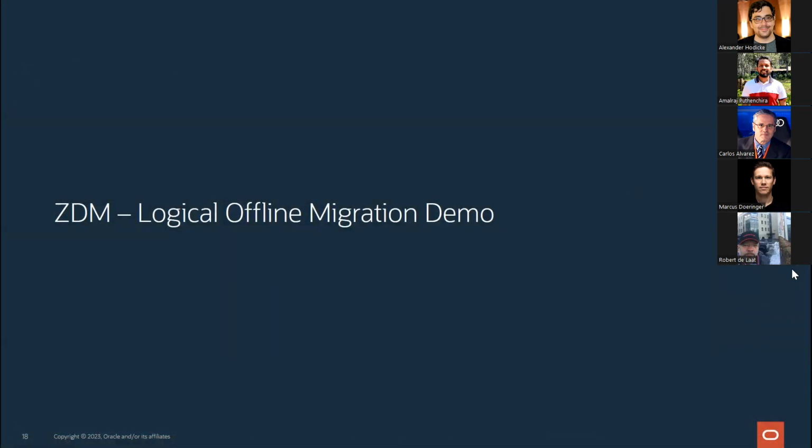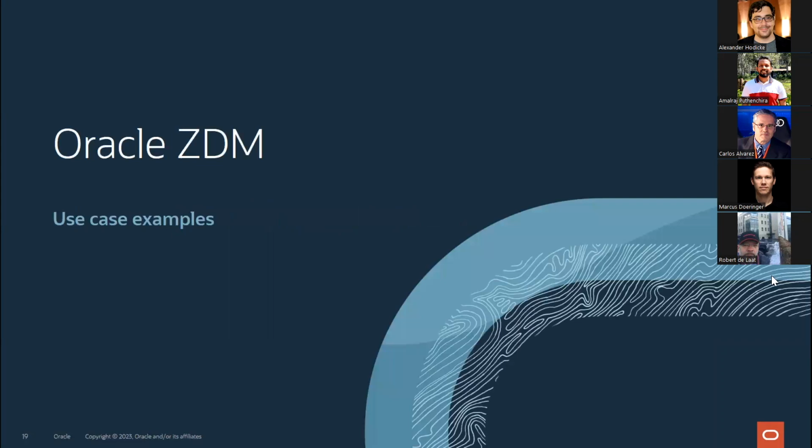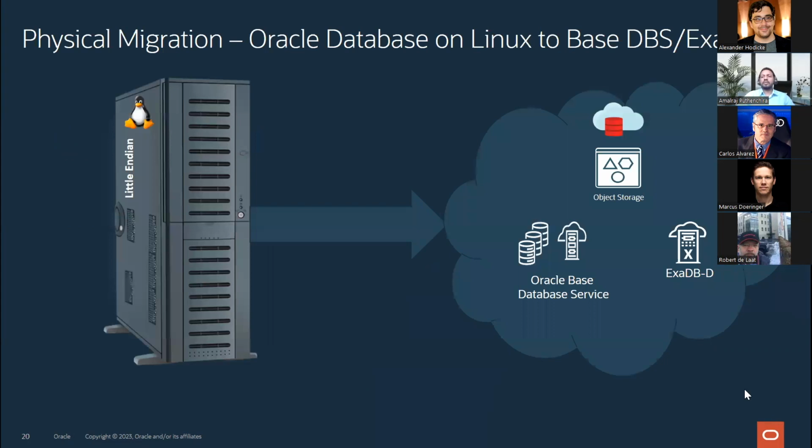Okay, so now, thanks, Carlos, again for the demo. Now let us go through some of the business use cases for the ZDM. As you can see in the slide, we can use ZDM for physical migration, whether it is a physical offline migration or an online migration, from an Oracle database running on Linux to a co-managed database like Oracle Base or ExaDB-D in the cloud. You can use an object storage if required, where the source database backups will be copied over, and from there it will be restored to the target.